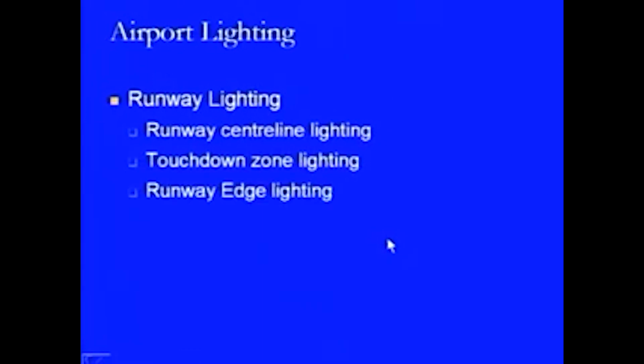Now we look at the other runway lightings, starting with the runway lightings. Runway lightings are again in the same form as we have seen the markings. We have the runway center line lighting, the touchdown zone lighting, then runway edge lighting, and runway threshold lighting. So, we are starting with the runway center line lighting.